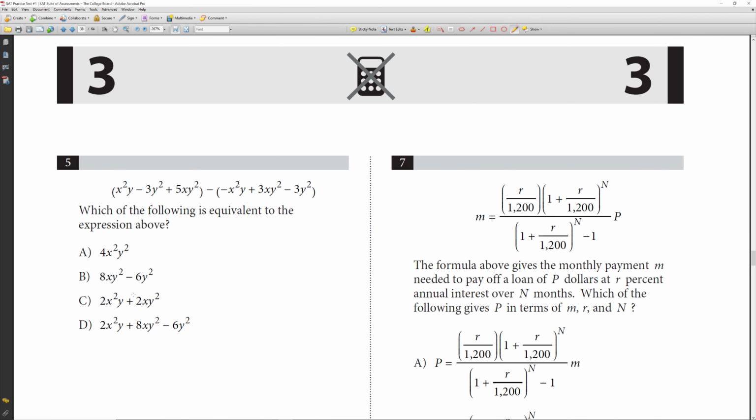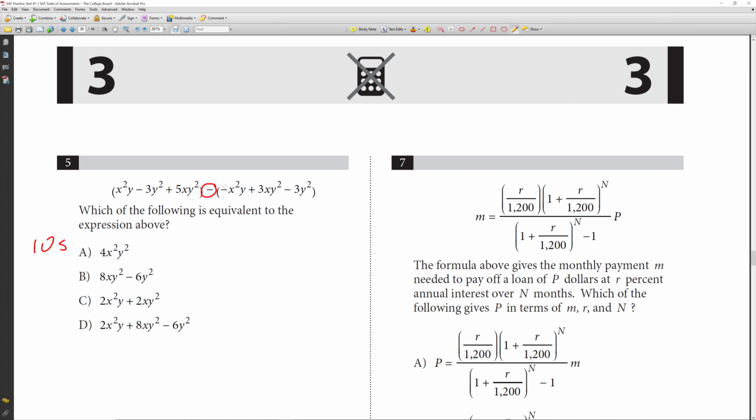Number 5. So number 5, what you have here is it's testing you whether or not you know to add only like terms together. Trick here is that you have a minus sign before the second term, so that means you must flip all the signs in the second term. This question should only take you about 10 seconds.